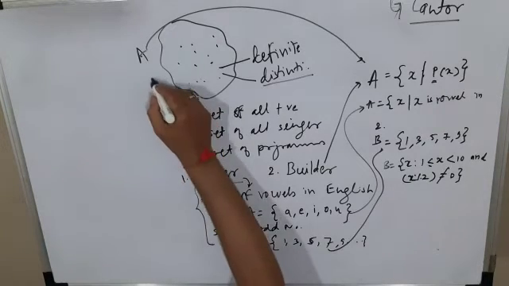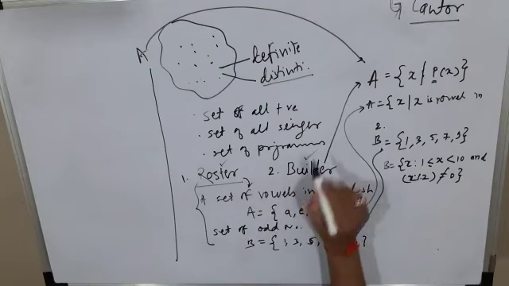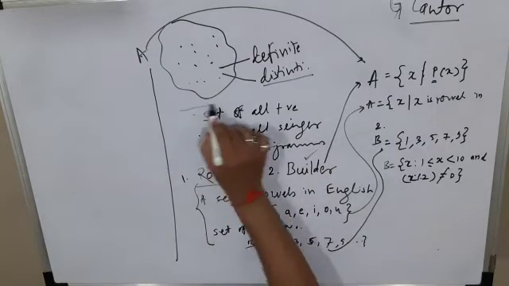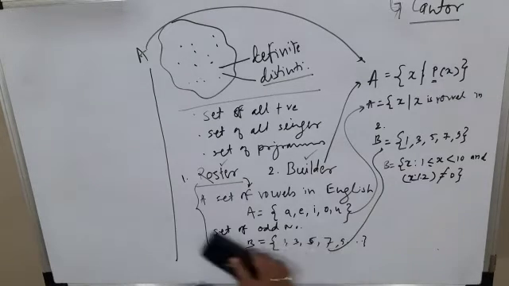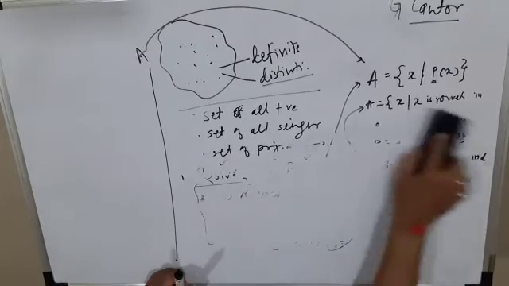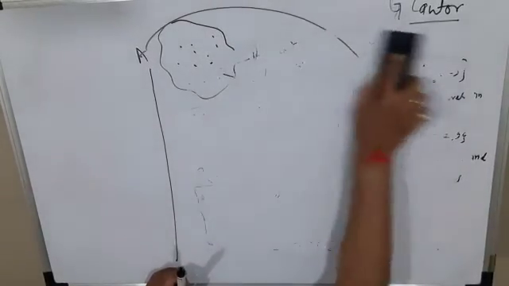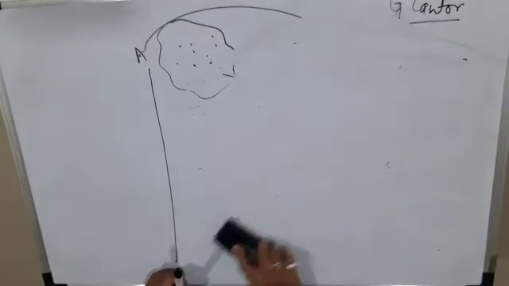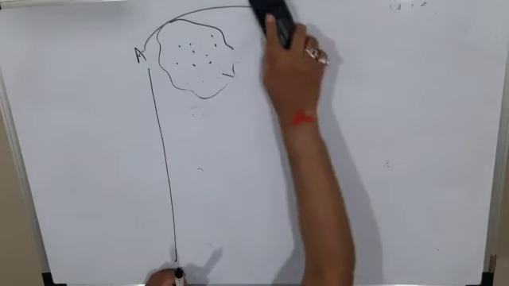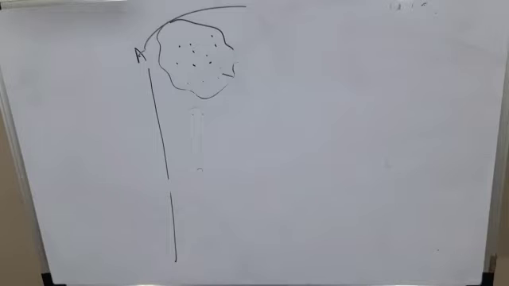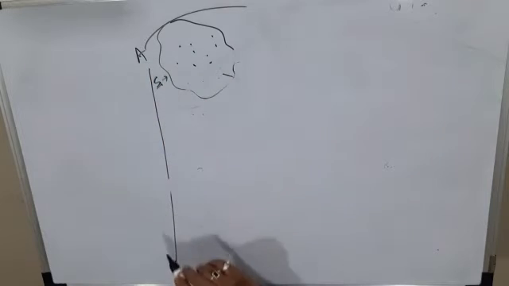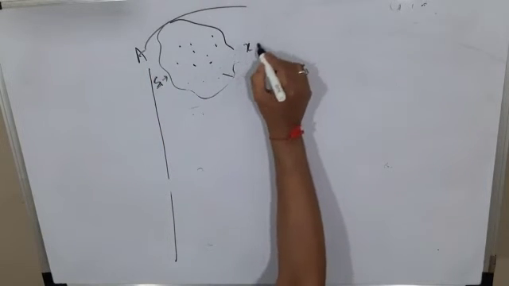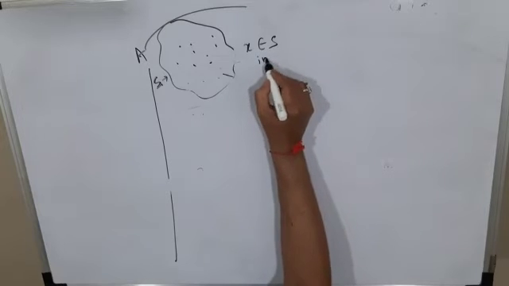So this is about roster notation and builder notation, and we have seen the definition of a set. Now we will go forward to elements belonging to a set. Once again, this is a set A, or you can say a set S. So x belongs to S means x is in S.